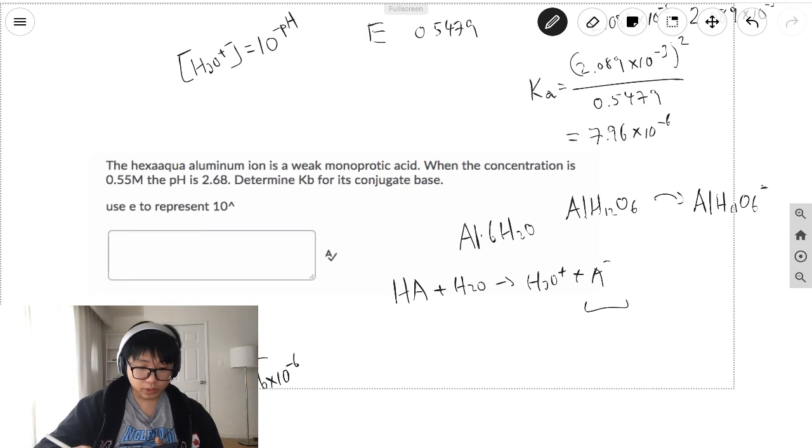It says use E to represent 10 and then probably 2 significant digits, because of the 0.55. So either, if it's 3 sig figs, 1.26 times 10 to the negative 9, or with 2 sig figs 1.3 times 10 to the negative 9. And that is the Kb.